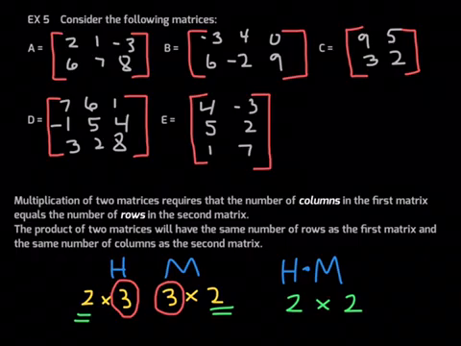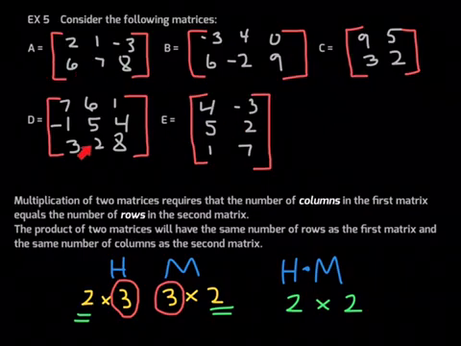All right, let's go. Let's look at an example now. So this is example 5. They've given us 5 different matrices. Now they're going to start asking us to operate on these matrices. Start multiplying one by another. All right, so let's go for it.